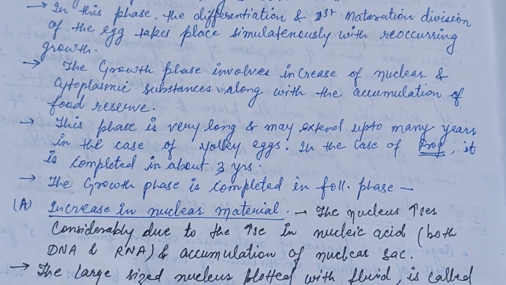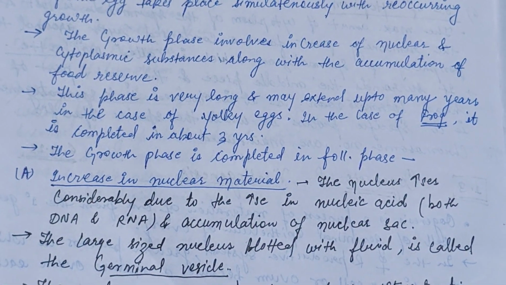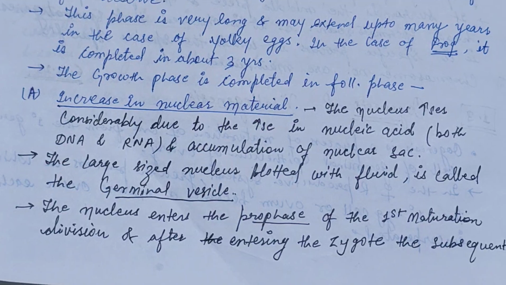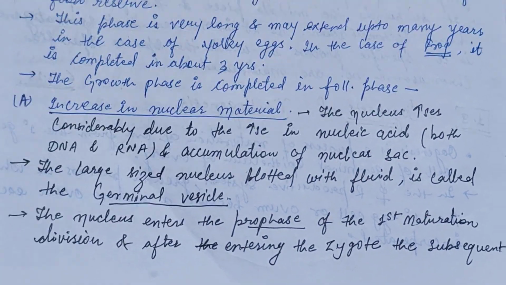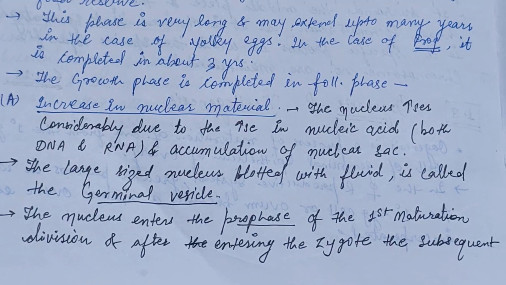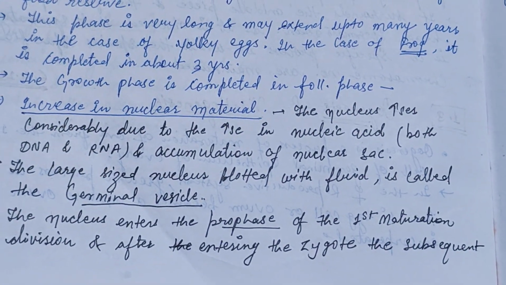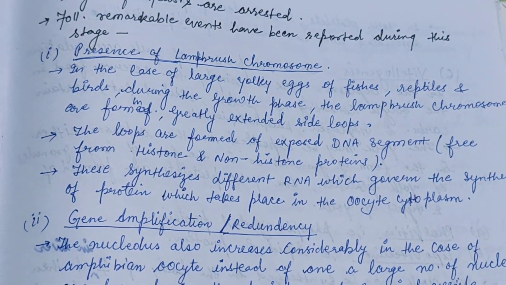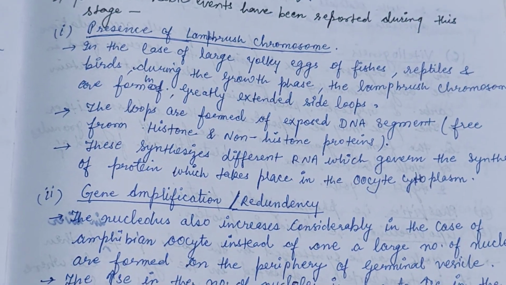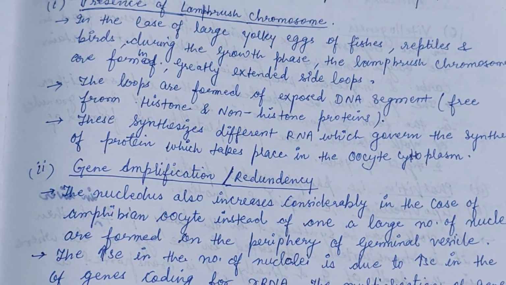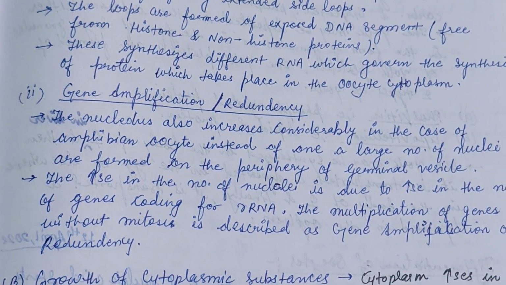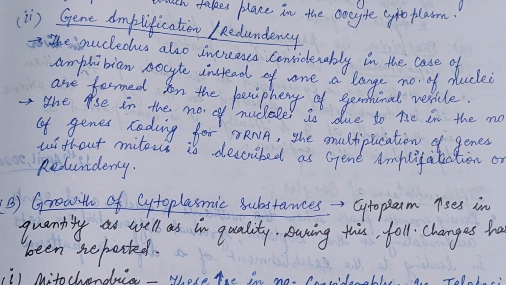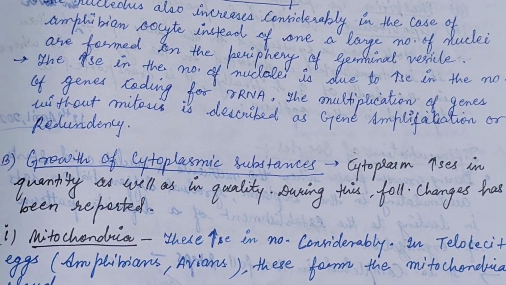The growth phase involves an increase of nuclear and cytoplasmic substance along with the accumulation of food reserve, and it is completed in the following phases, starting with an increase in the nuclear material. The nucleus enters the prophase of the first maturation division, and the subsequent stages of meiosis are arrested. The following remarkable events have been reported during this stage: presence of lampbrush chromosomes, gene amplification or redundancy. The nucleoli also increase considerably in the amphibian oocyte. Instead of one, a large number of nucleoli are formed on the periphery of the germinal vesicle.